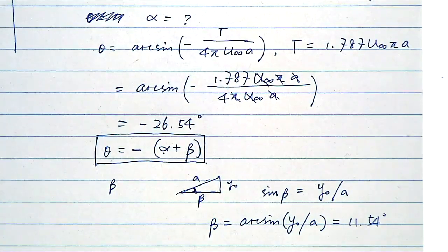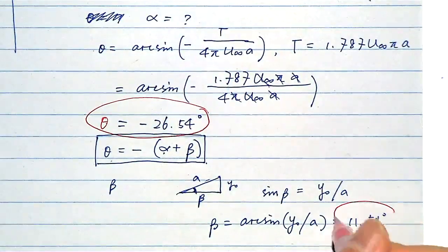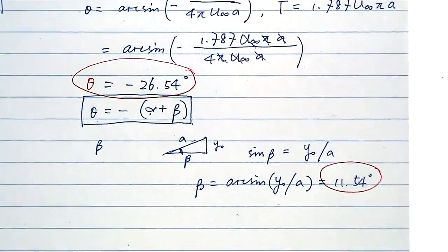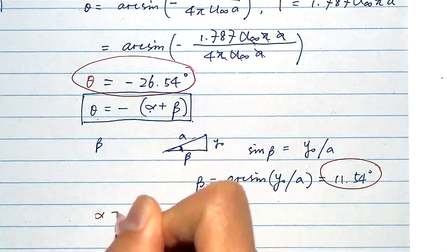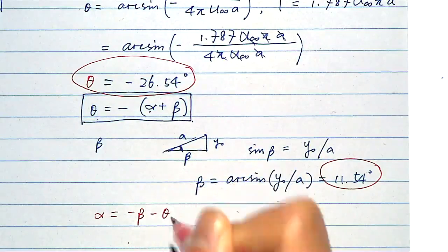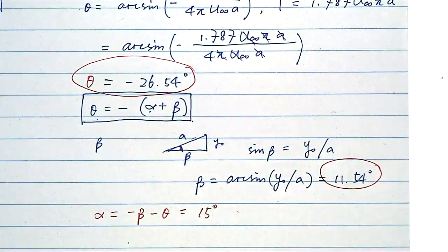Okay, so now we can put everything together. We have calculated theta here, and we have beta here. So in this way, alpha would just be minus beta minus theta. And that gives me around 15 degrees. Okay. Any questions?